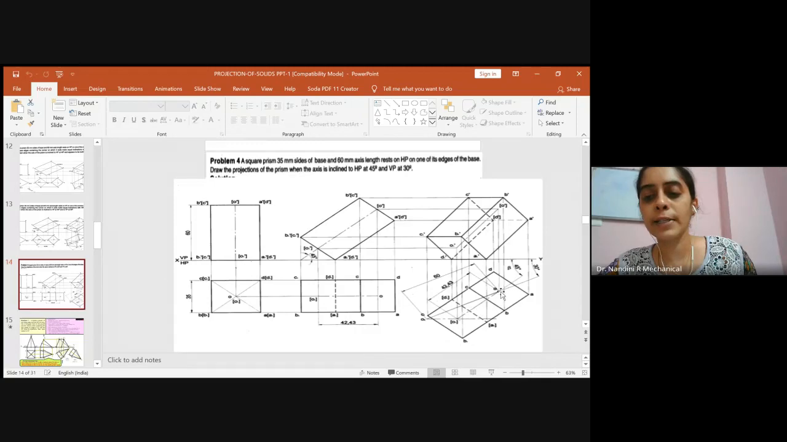Once you get the apparent length of the axis, you extend this line to the XY line. Then you measure how much you get the beta angle. That will be equal to 45 degrees. So once you get this apparent angle, then you have to construct the remaining part of the front top view.